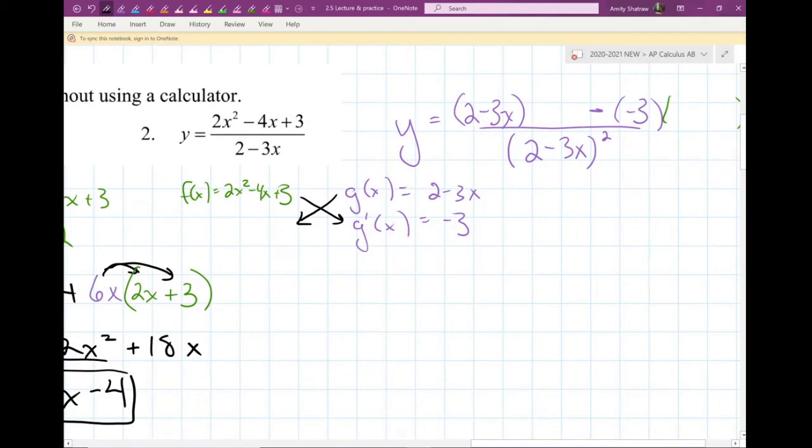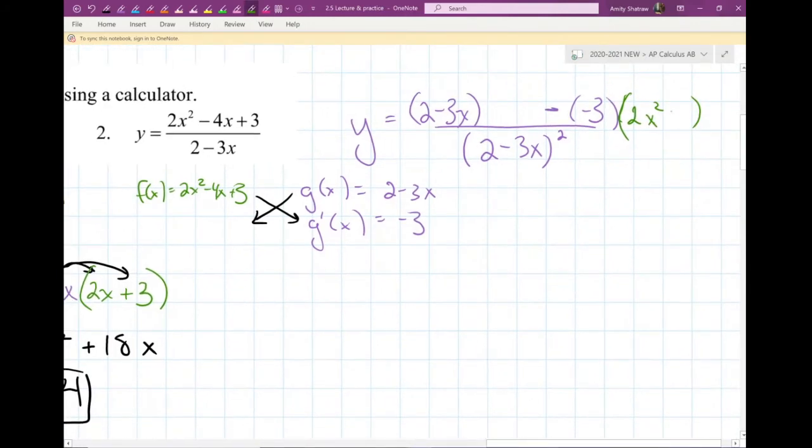And that's how I know that right here, this is where my 2x squared minus 4x plus 3 goes, okay? And then what's the derivative of that? The derivative of 2x squared would be 4x. The derivative of negative 4x is a negative 4. So right here, I have the original function, and it should be multiplied by a derivative. So this is my derivative, 4x minus 4.